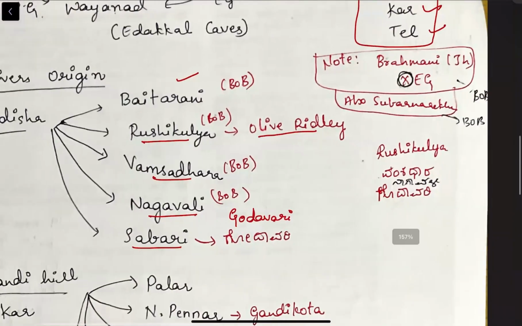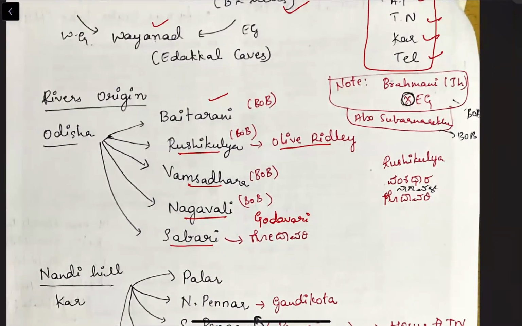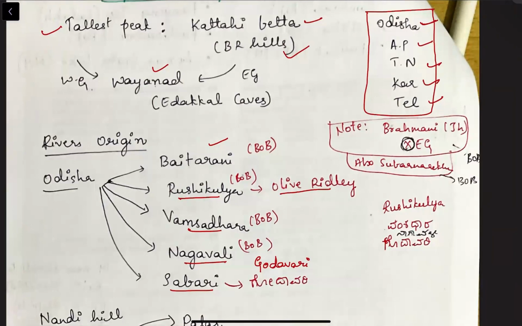Other than that, we have learned from the PYQ that Brahmani has its source in Jharkhand, and it does not have anything to do with the Eastern Ghats. And also Subarnarekha does not rise in the Eastern Ghats. Subarnarekha is an independent river which takes its origin in Odisha and joins the Bay of Bengal.